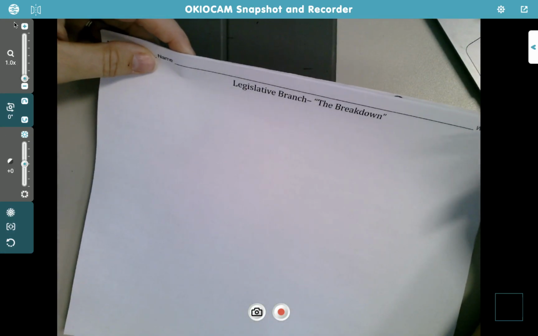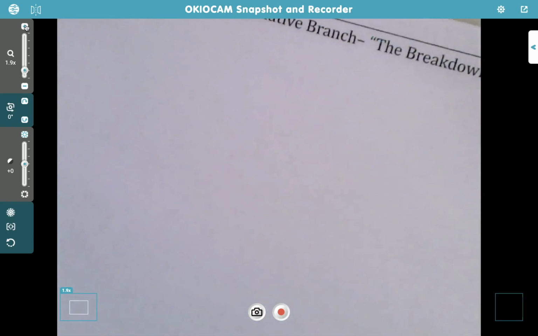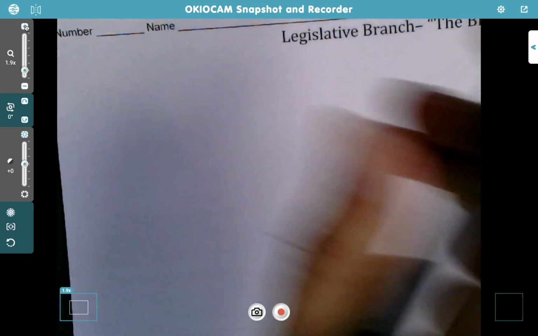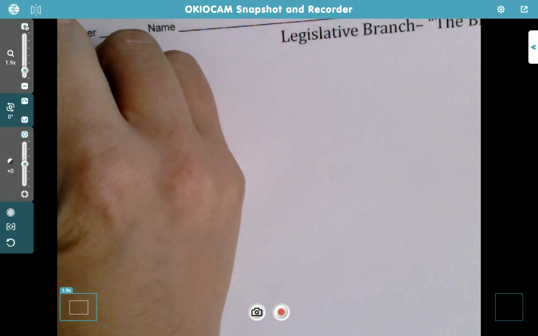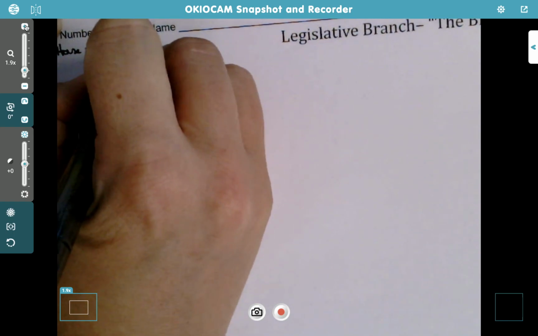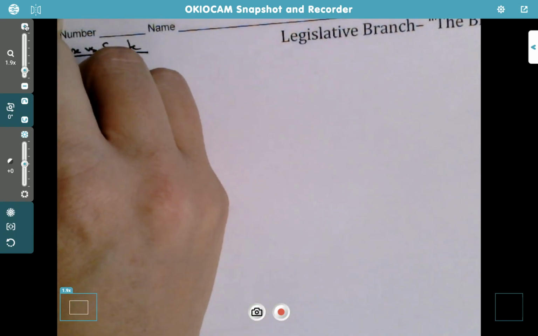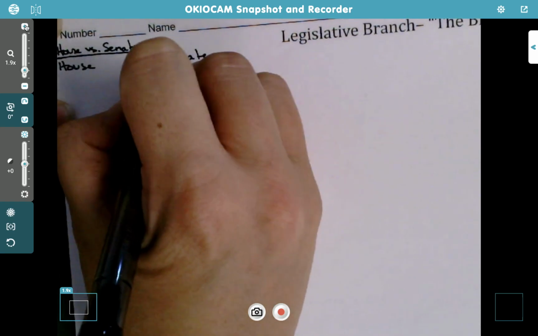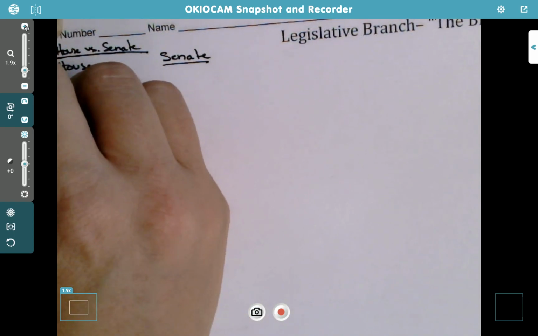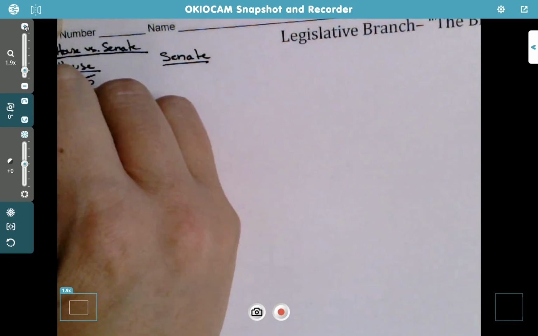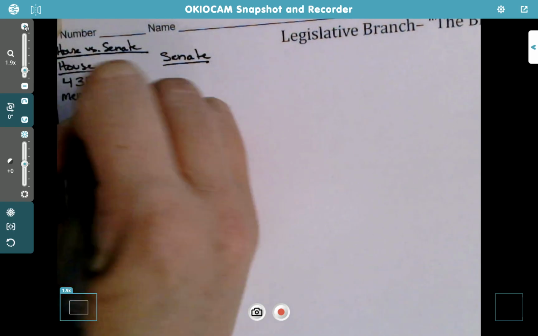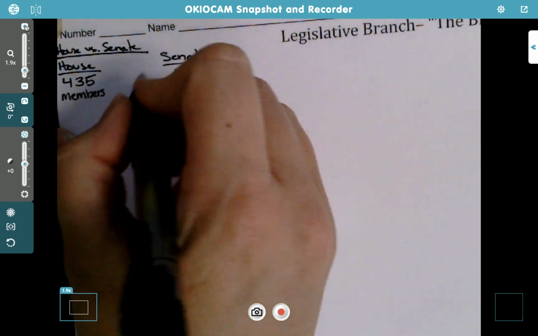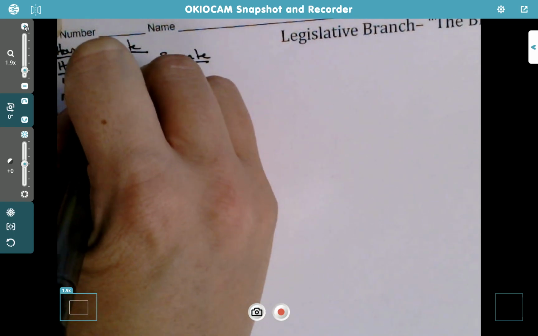Write small. Here we go. House versus Senate is your first subheading, and I'd write it as high as you can. House, and then with a pretty big gap, write Senate on the same line. Under House, write 435 members. Senate, write 100. Next to 435, write by population, by pop.